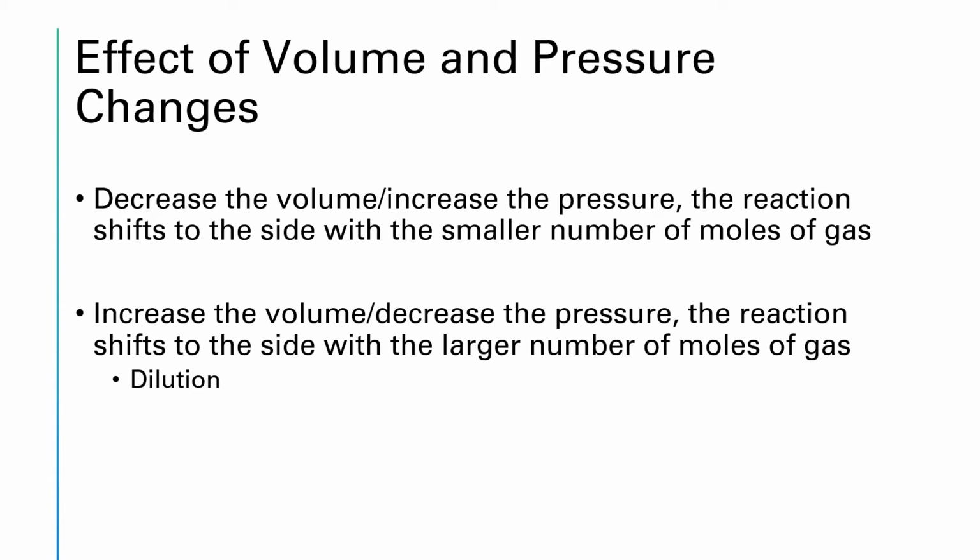If instead we do the opposite, if we increase the volume of the container, like pull the plunger out a bit on the syringe, that will decrease the pressure inside of the syringe, and that gives a lot more room for the individual particles in there, and so the reaction will shift to the side that has more particles.